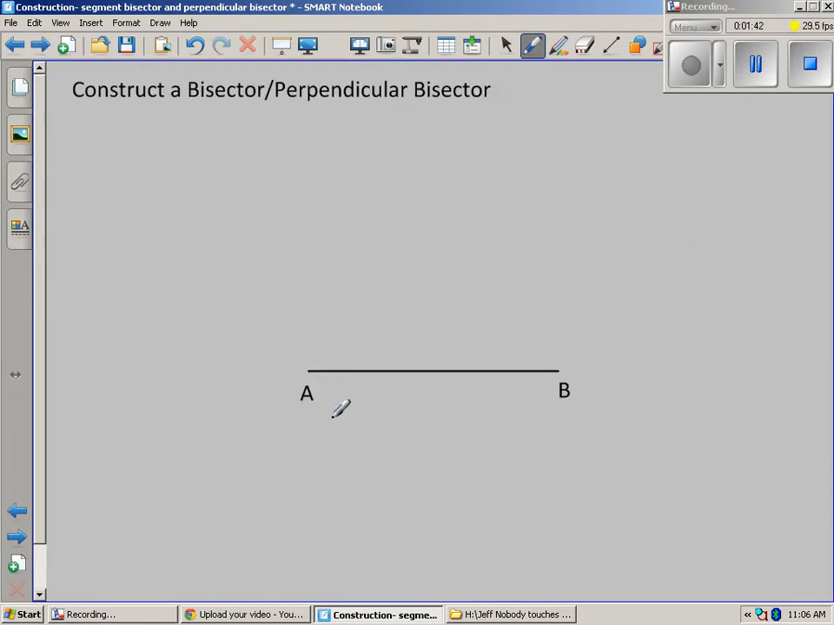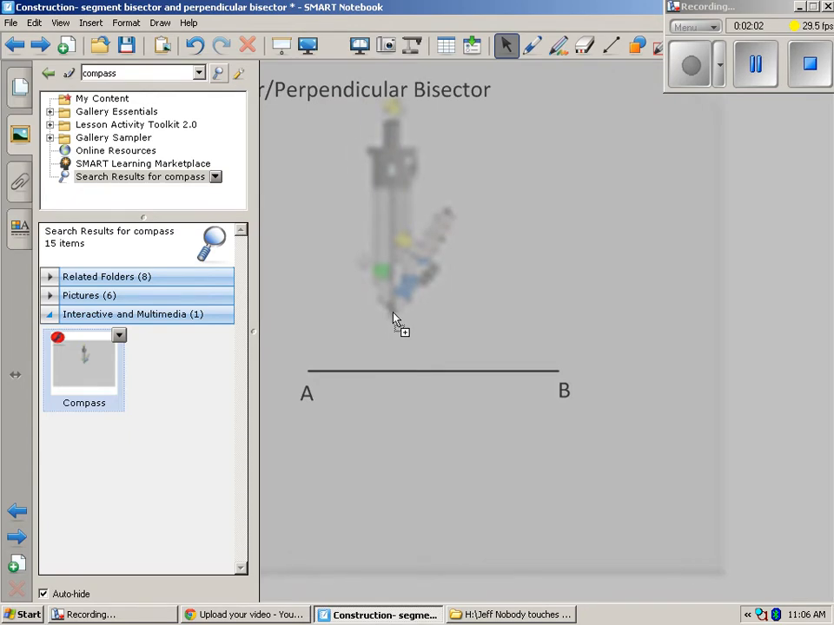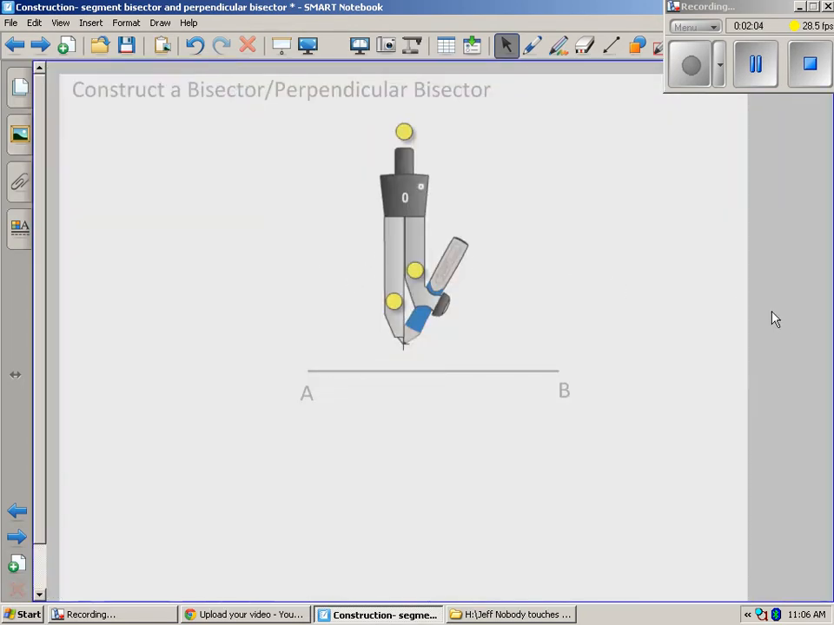So now we are going to construct a segment bisector, or a perpendicular bisector. But the cool thing about these is they both are done the same way. So there really isn't anything that we have to do differently to get a segment bisector versus a perpendicular bisector. When you construct a bisector, you are basically constructing a perpendicular bisector too. So it's kind of killing two birds with one stone, I guess, if you want to think of it that way.